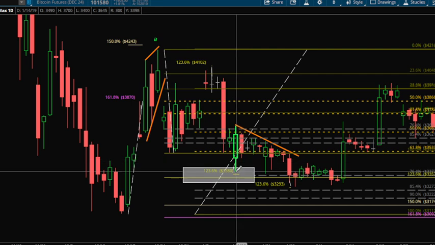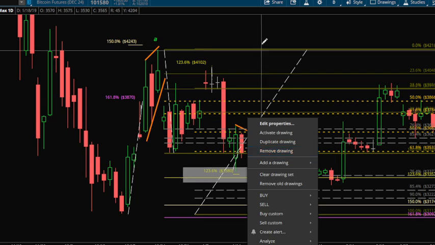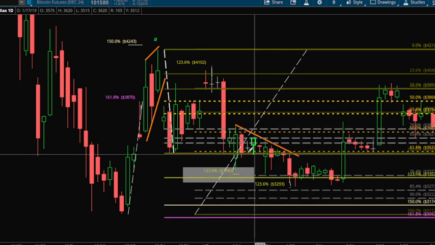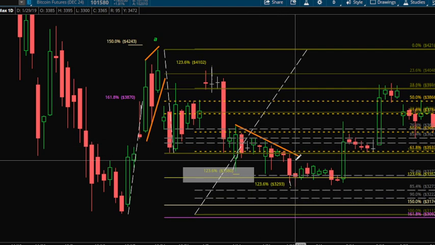So now that this move was complete, let's get this out of the way. I'll leave that there. So now we see that there was this wedge forming, okay, and it's also a descending wedge.